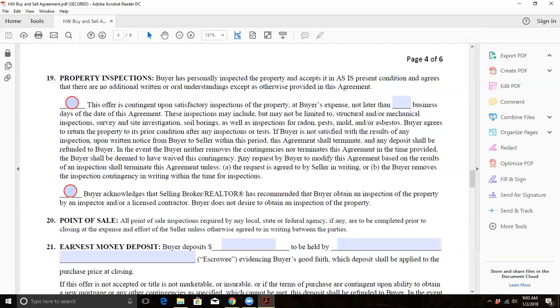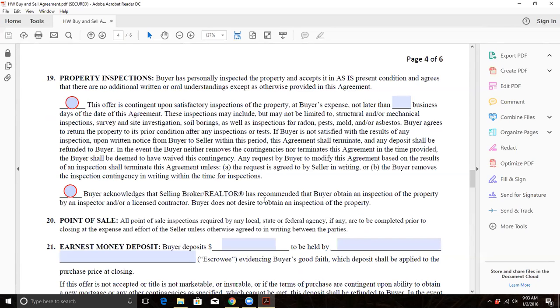Or the buyer can remove that inspection contingency, but they've got to do it within the time frame for the inspection. So that's kind of tough language, but I think it's very specific, and I think it causes that buyer to really work within the time frames that they're given. I think too often buyers don't take their inspection contingency seriously.